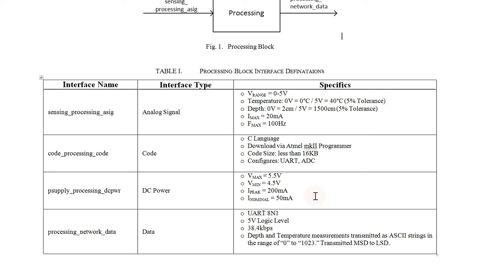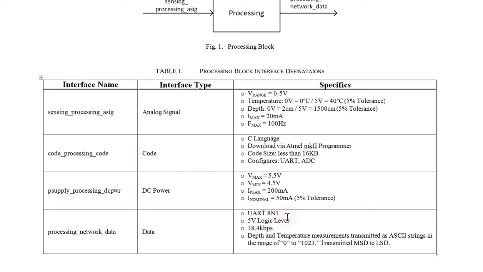Now, that being said, we probably should put a tolerance on this. So we'll add that in. Because 50 milliamps, that's too precise of a number. So let's give it a little bit of wiggle room.